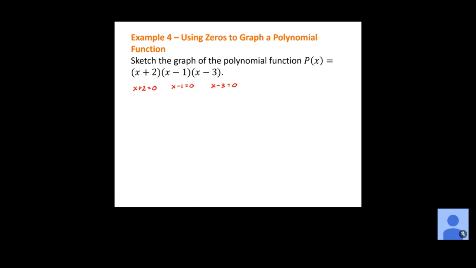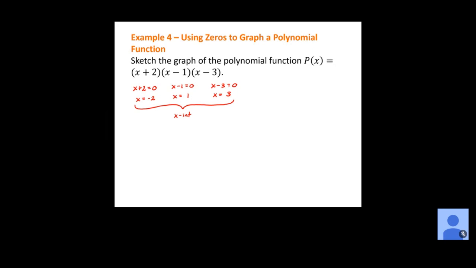So if we solve that first one, what's x going to be equal to? Good. So x equals negative 2. What's our second one going to be? Positive 1. And the last one would be positive 3. Good. Okay, so again, because those are the factors of our polynomial, by setting them equal to 0, that gives us our x-intercepts for that polynomial.